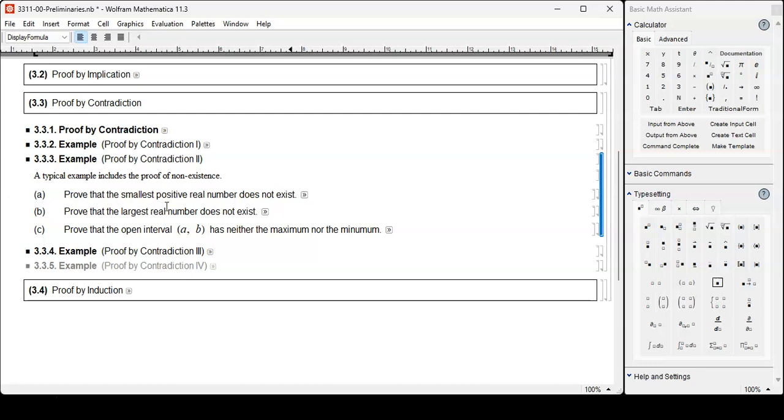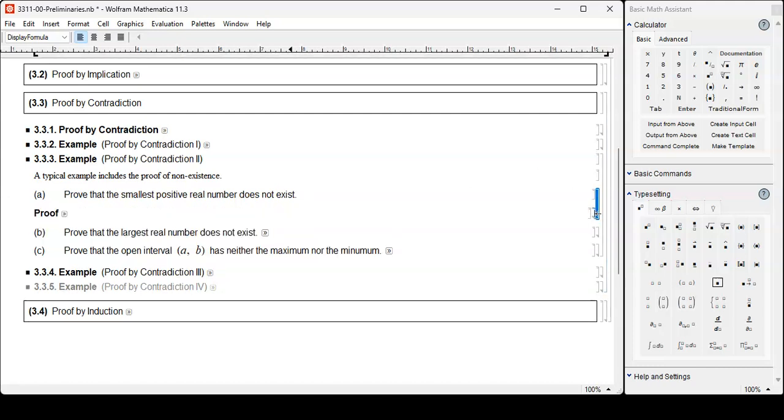Prove that the smallest positive real number does not exist. Prove that the largest real number does not exist. Prove that the open interval AB has neither a maximum nor a minimum. You see, these are all about proof of non-existence. In that case, proof by contradiction is very, very useful. Suppose that it exists, name it something, and then go from there.